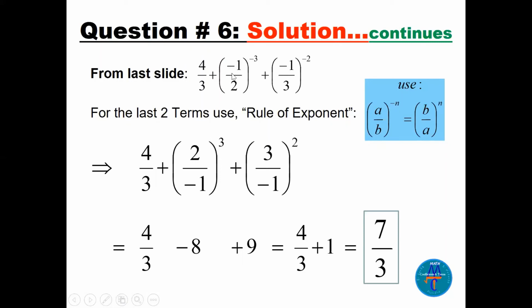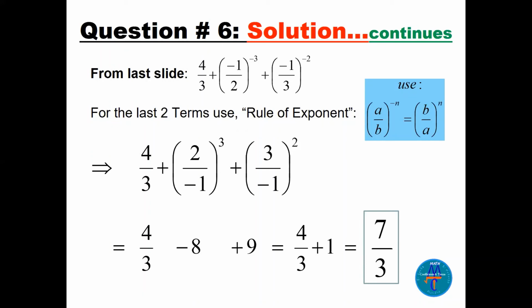So minus 1 over 2 becomes 2 over minus 1, and then we leave the same power, 3. So this one, minus 1 over 3, becomes 3 over minus 1, and we leave the power 2. Now this power 3 is odd, so it's minus 8, because this is like minus 2, minus 2, minus 2. This one, minus 3 inside the bracket, is 9. So minus 8 plus 9 is only 1, which is 3 over 3. So the final answer is 7 over 3.